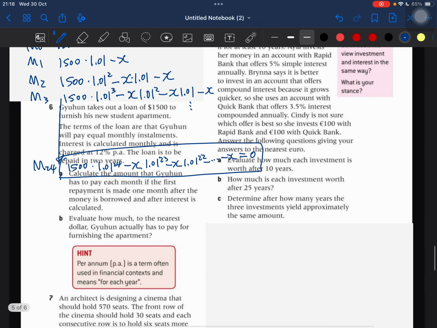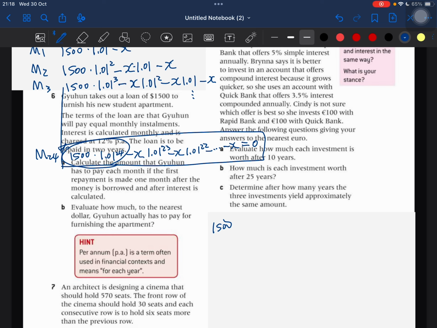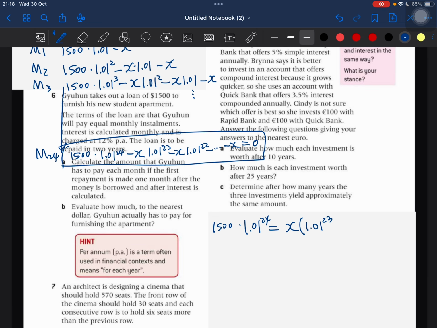Okay. So now we can calculate it. 1,500, because this has a different pattern, I will leave it out. 1,500 times 1.01^24 equals, let's move them all to the right side, and I will tie them with x: 1.01^23, 1.01^22, and so on, plus 1. So just to make it simpler, I will see 1 as the first term, and this is the last term. So 1,500 times 1.01^24 equals x.